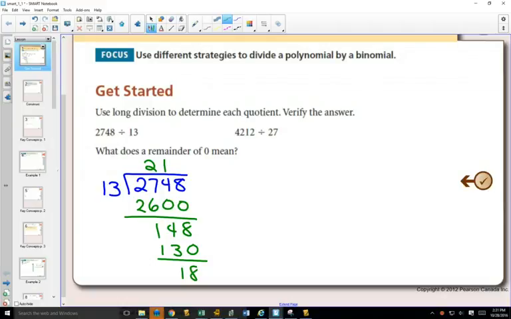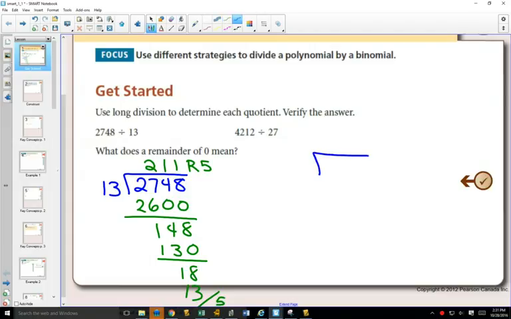We do it, and we get a new number, we do it again. Now we have 18. How many 13s go into 18? 1. 1 times 13 is 13, subtract again, and we get 5. 13 doesn't go into 5, that's our remainder. 211, remainder 5. So if you did 13 times 211, you'd get 2,743. You would be off by 5, and that's why there's a remainder of 5.